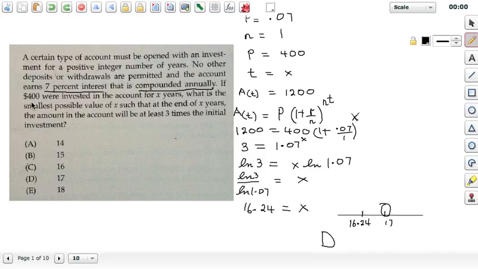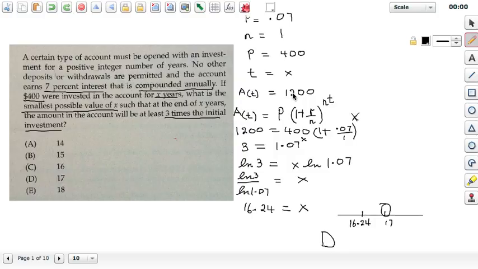If $400 were invested in an account for X years, so the principal amount is $400 and the time is X years, the question is, what is the smallest possible value of X such that at the end of X years, the amount in the account will be at least 3 times the initial investment. So we know that the amount at time T is $1,200. 3 times 400 is $1,200.